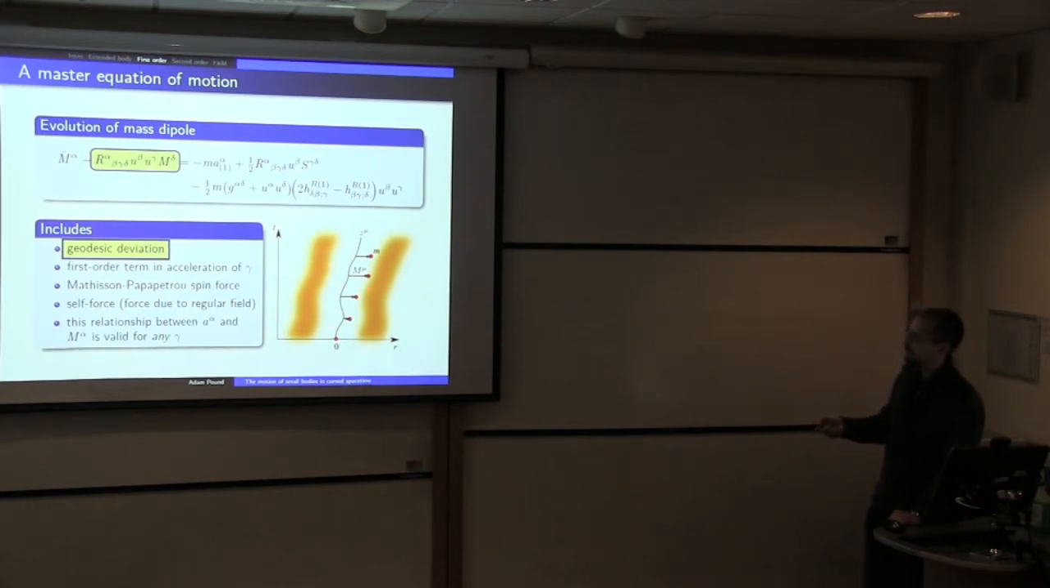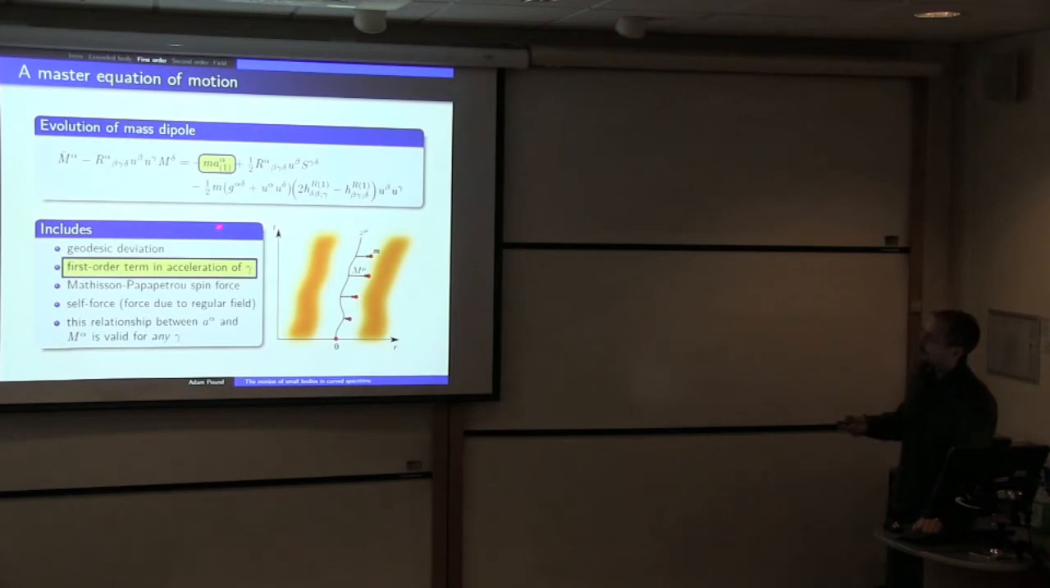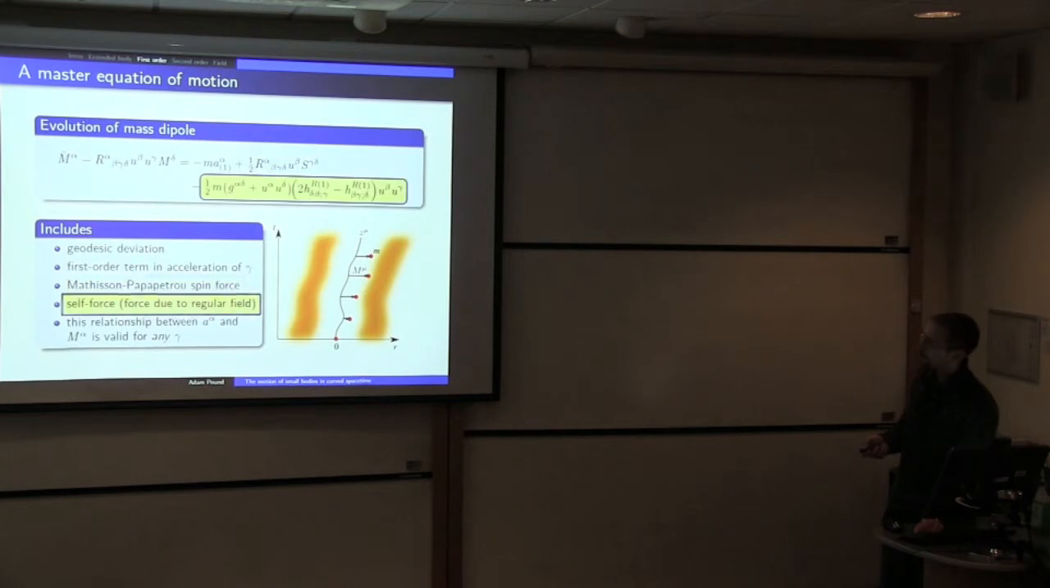Typically, it depends on the space-time, but typically it's going to oscillate around your geodesic. Then you have the first order term in the acceleration of whatever your world line is. Then you have something that is called the Mathisson-Papapetrou spin force. So that's the coupling of the object's spin to the curvature of the external background space-time. Then you have a force that's coming from the regular field, and this is what's usually called the self force.